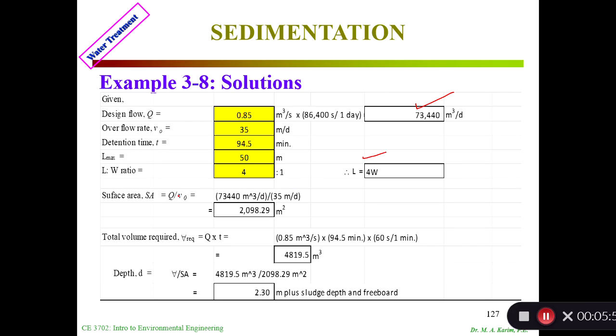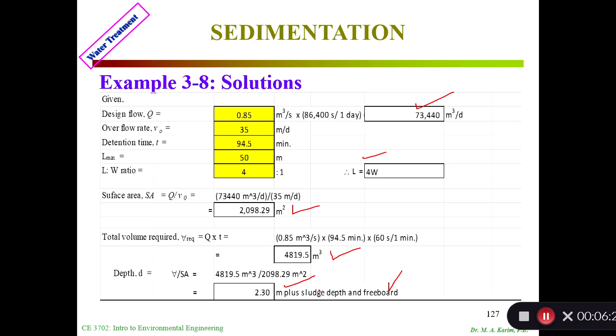So surface area, first thing, calculate the surface area. We got 98.29 meters square. Then the volume required would be Q times T. So this is Q, T, and we have to convert those. We get 4819.5. And depth would be V over surface area, volume over surface area. I got 2.3 plus sludge depth and freeboard. We have to add it with it.